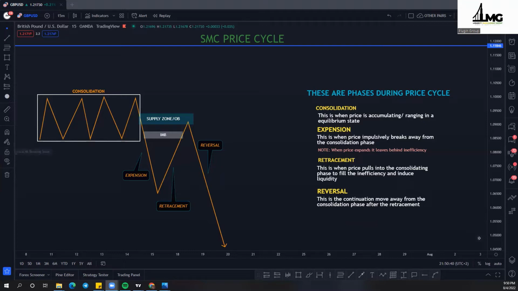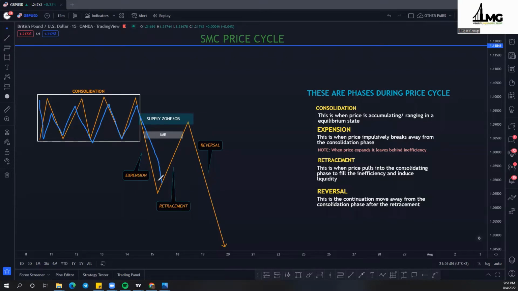First of all, the first thing that we tend to see is that the market should be consolidating, right? Ranging between two levels of supply and demand, right? And then from there, we see price pushing to the downside, right? Expanding. This is what we call expansion, right? We see price impulsively breaks out of the consolidation, right?